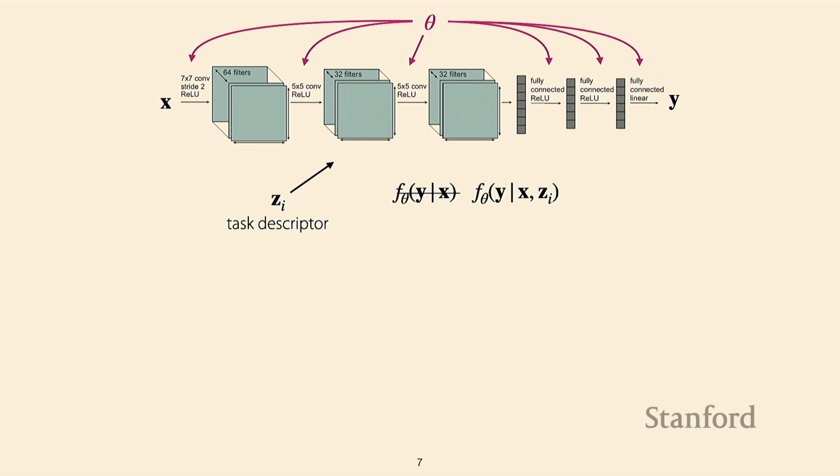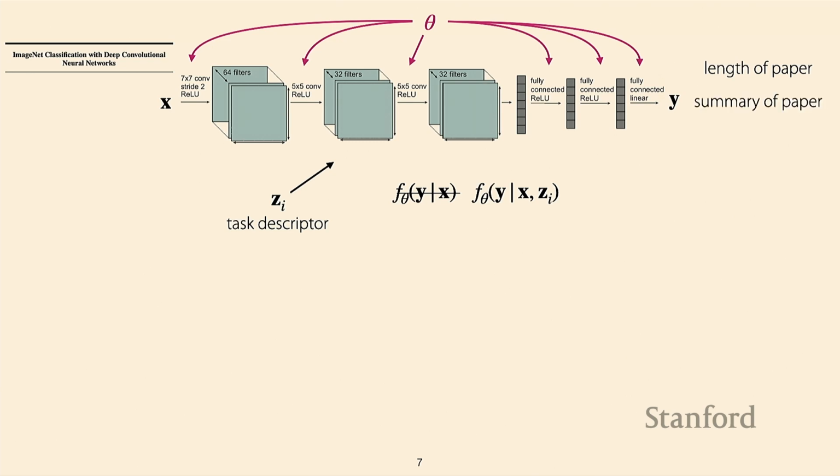Let's better understand what this task descriptor might be. Say that you're a very diligent grad student, and you were assigned a bunch of papers to review. You want to understand how long it's going to take you to review these papers. So one of your tasks might be to take the title of the paper and predict the length of the paper. The second task is maybe you want to get an initial summary of the paper before reviewing it, so the second task is to predict a summary of the paper. And maybe the third task is you're getting a little bit too lazy and you just want it to write the paper review for you. So we have three tasks here.